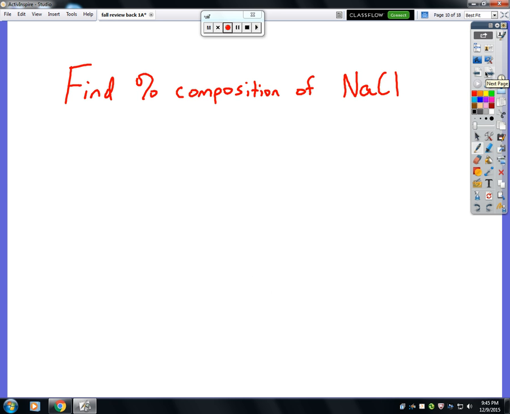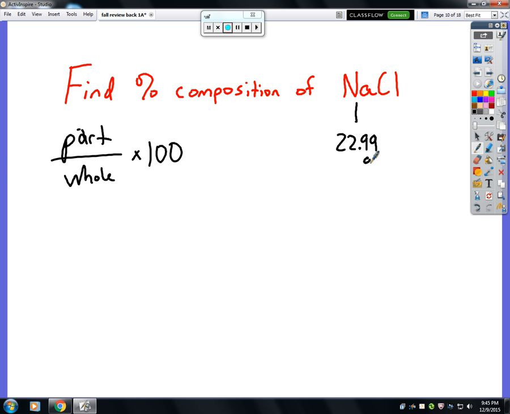So now let's find the percent composition of sodium chloride. You go ahead and write down part over the whole times 100. I'm going to add up sodium chloride. Sodium is 22.99 grams. Chlorine is 35.45 grams. If I add those two together, I get 58.44 grams. I'm getting those off the periodic table.